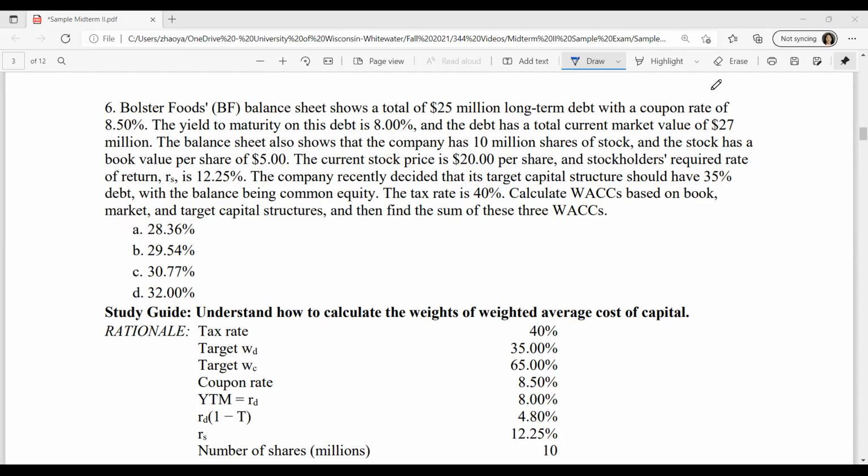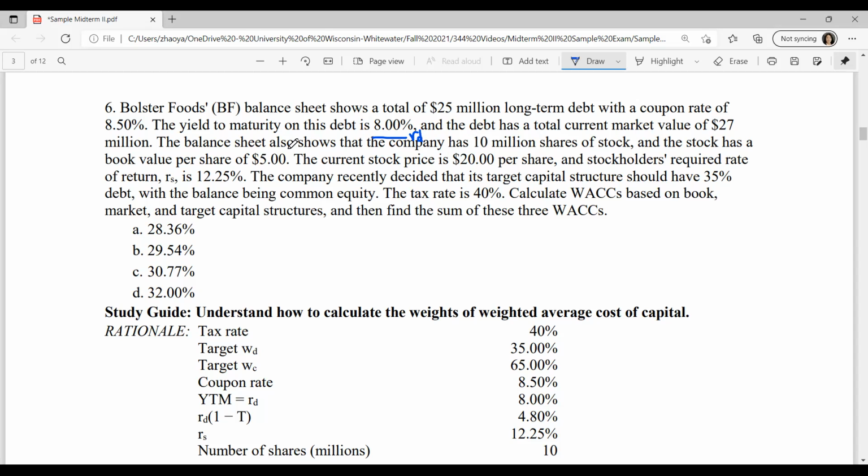Question 6. Bosturk Foods' balance sheet shows a total of 25 million long-term debt with a coupon rate of 8.5%. The yield to maturity on this debt is 8%. This is RD. The debt has a total current market value of 27 million. The balance sheet also shows that the company has 10 million shares of stock.